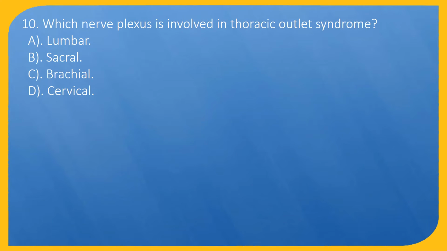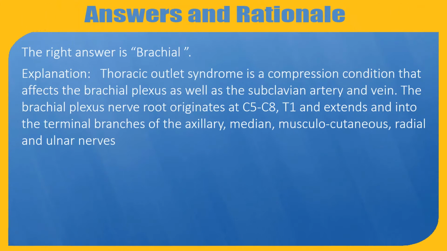Question 10. Which nerve plexus is involved in thoracic outlet syndrome? A. Lumbar. B. Sacral. C. Brachial. D. Cervical. The right answer is brachial. Explanation: thoracic outlet syndrome is a compression condition that affects the brachial plexus as well as the subclavian artery and vein. The brachial plexus nerve root originates at C5 through C8 and T1 and extends into the terminal branches of the axillary, median, musculocutaneous, radial and ulnar nerves.